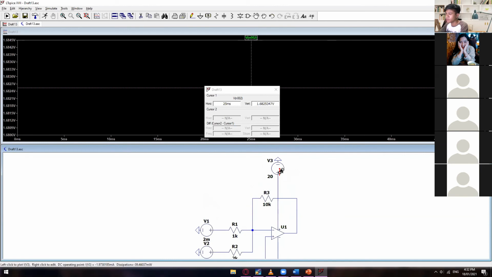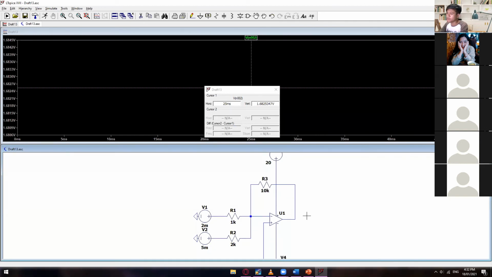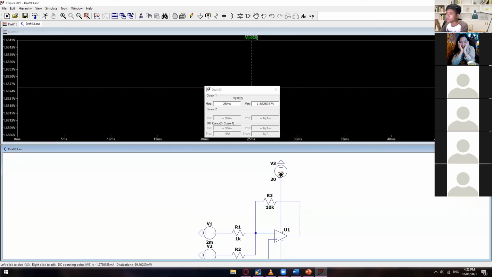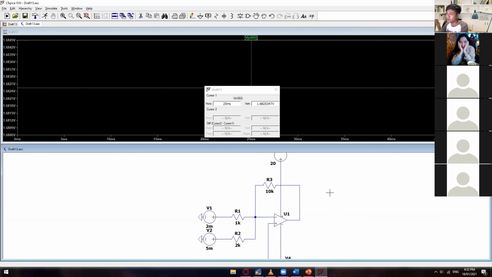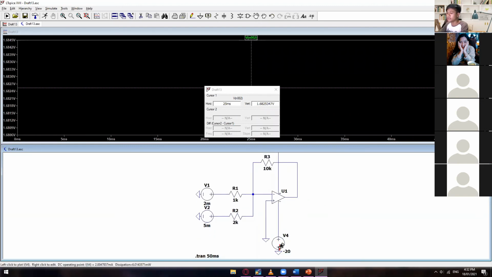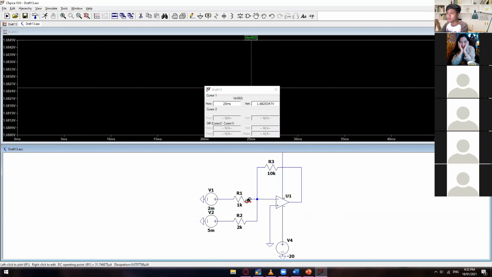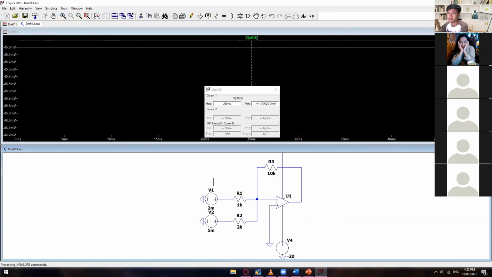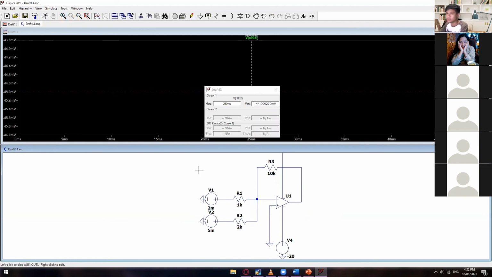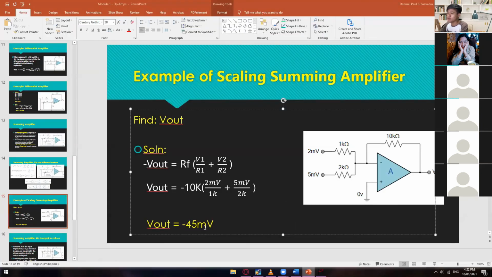So again, take note, these rail voltages are just our limitation when it comes to measuring this V out. So our maximum positive voltage is 20 volts, and then our maximum negative voltage is negative 20. Right? So let's see if we can have the same results. So there you go. So as you can see, we have negative 45, or actually negative 44.99, which is super close with our result in here.